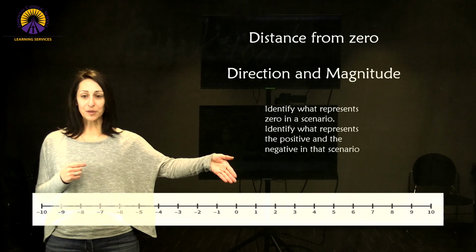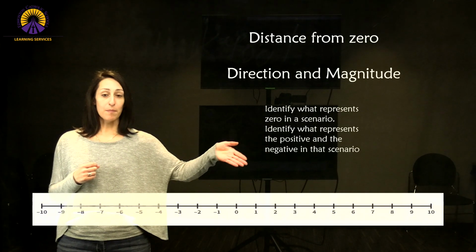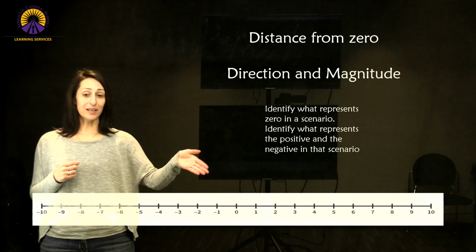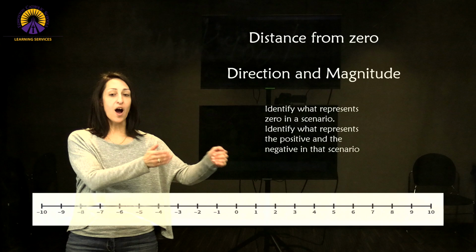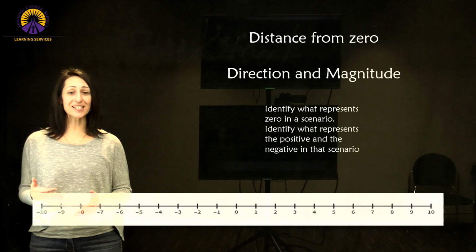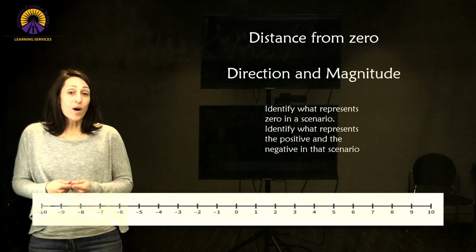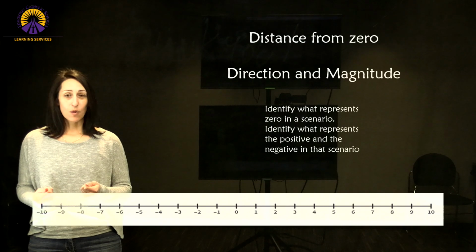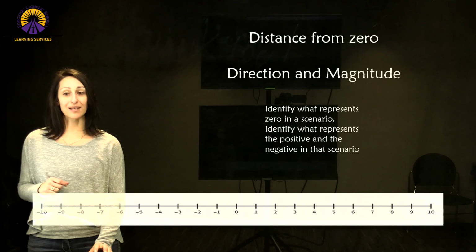So when I look at my 0 here in the middle, and I look at my magnitude, I can see when I move to the right, my 1 is next to it. And when I move to my left, my negative 1 is next to it. And so I'm looking at that distance from the 0, how far away am I? This is going to be important as students work with integers to be able to identify when they look at a scenario, what is their 0 starting point, what is going to represent a positive direction, and what is going to represent a negative direction.